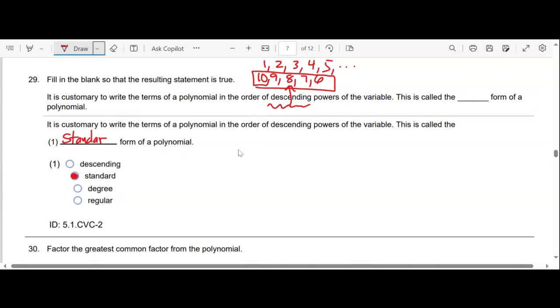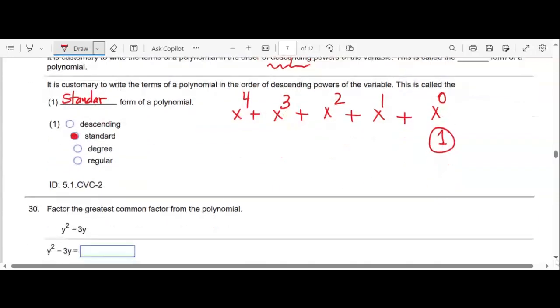Polynomial. What does this mean? It means you have x to the power 4. What will be the next x? X to the power 3. What's the next one? 2. What's the next one? 1. What's the next one? 0. Is this clear? X to the power of 0, how much? 1. Okay. Next one.